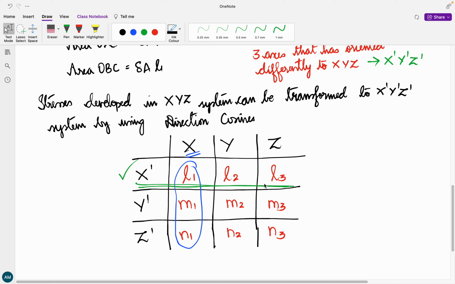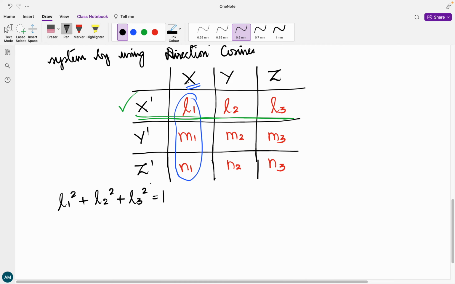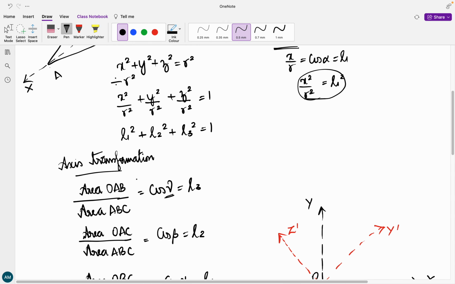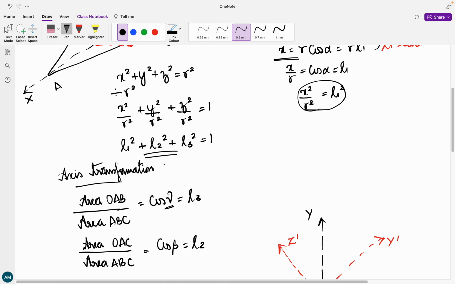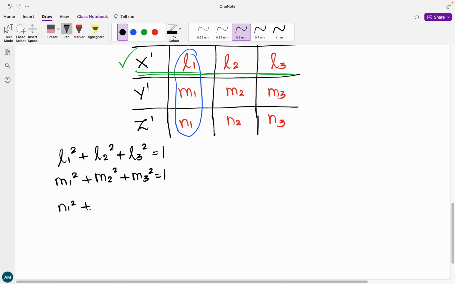Alright. I can also write this as L1 square plus L2 square plus L3 square is equal to 1. How do we know this? It is because we have solved it over here. Okay, the direction cosines. Similarly, I can write M1 square plus M2 square plus M3 square is equal to 1. And then N1 square plus N2 square plus N3 square is equal to 1.